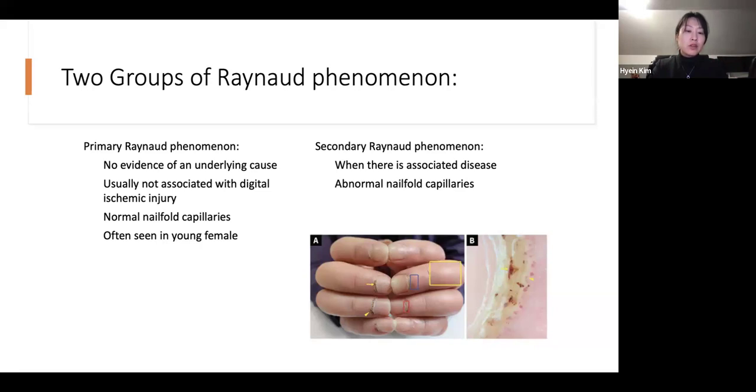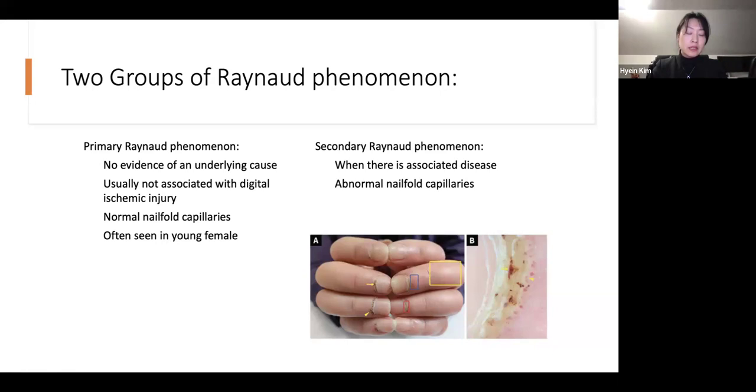And usually nail fold capillaries are normal. Nail fold capillaries are these little blood vessels at the fingertip. Right under the nail, there are tiny little blood vessels that we try to look at with magnification.